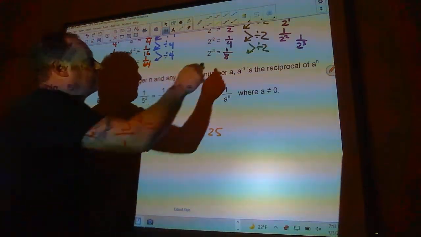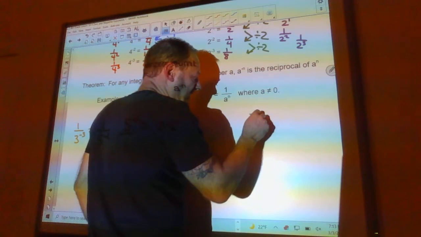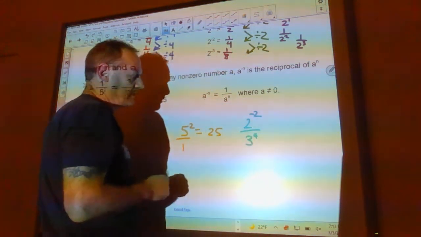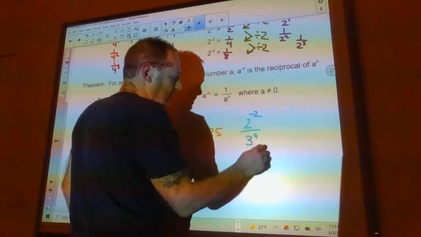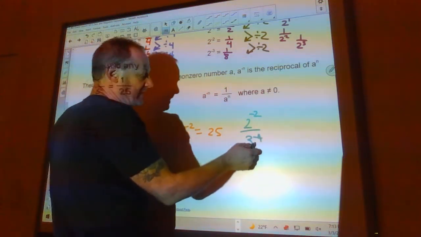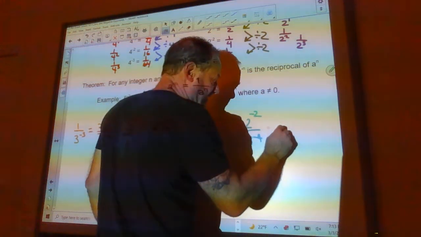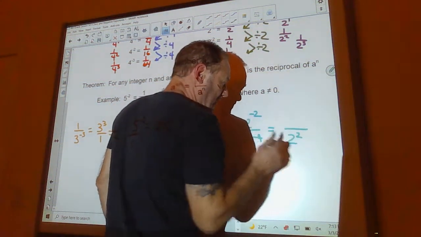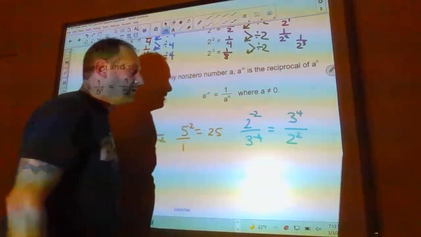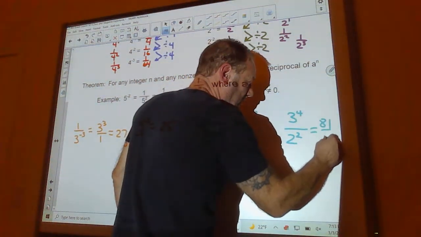Now here's a weird one. What if I did this? I've got 2 to the negative 2 power over 3 to the negative 4 power. Okay, I've got negative powers on the bottom and negative powers on the top, which means this goes on the bottom and this goes on the top. So this is equal to 2 to the 2nd power in the denominator and 3 to the 4th power in the numerator. So that'd be 81 over 4.